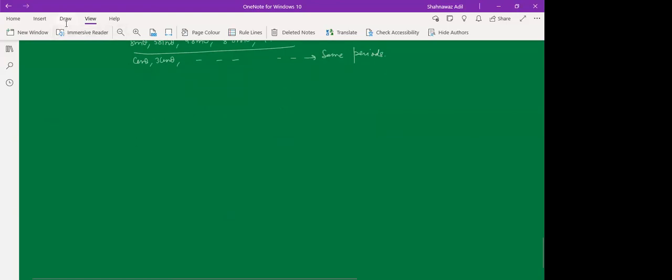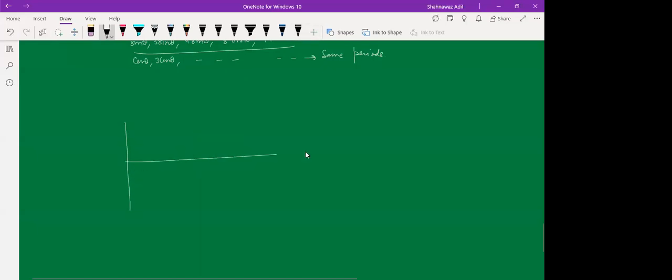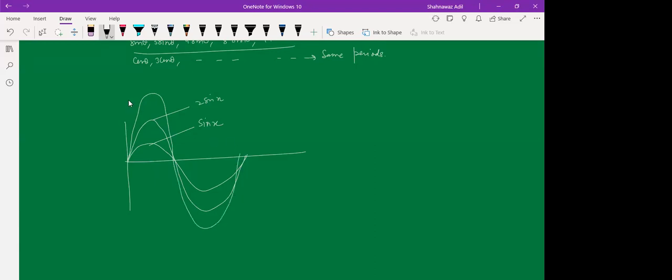So let's say I have this sine function, right? And then 2 sin x would be just the upper one. So this would be 2 sin x. 3 sin x would go higher again, right? So this would be 3, this would be 2, and this would be 1.